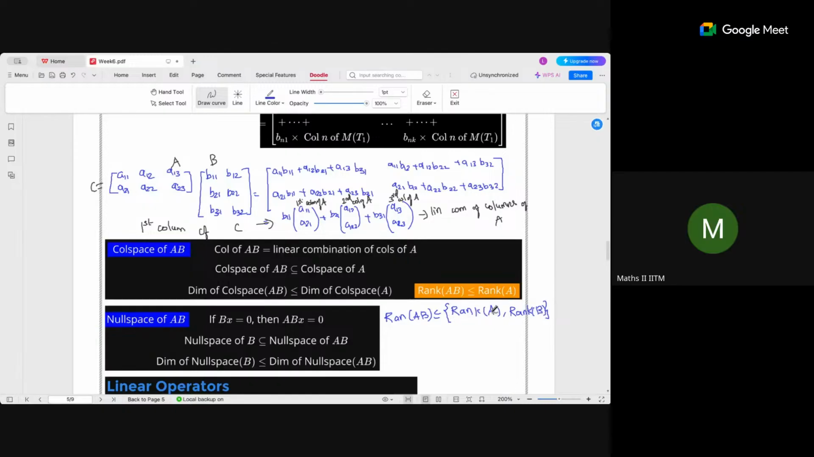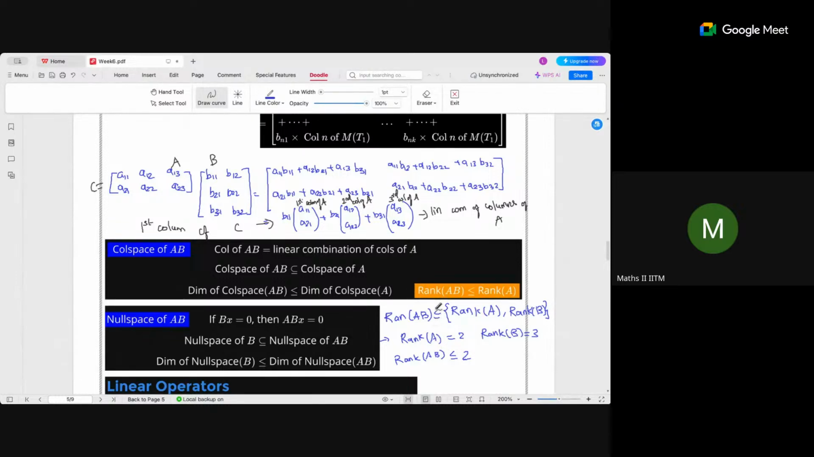So suppose for example, let us say the rank of A is 2 and the rank of B is suppose 3. So what is the smaller upper bound of rank of AB? 2. So what we do? We took the minimum of rank of A and rank of B.